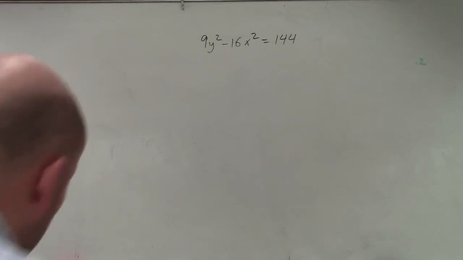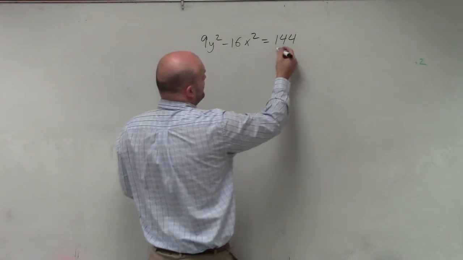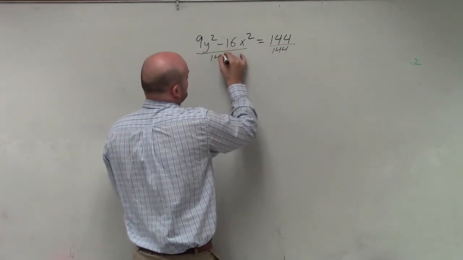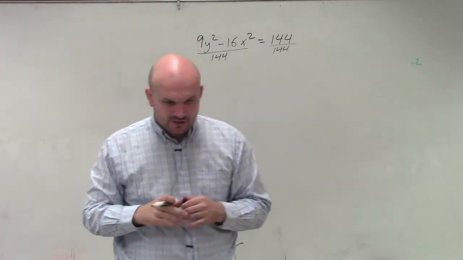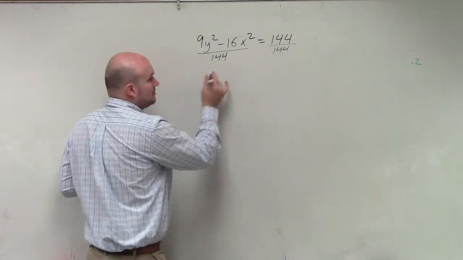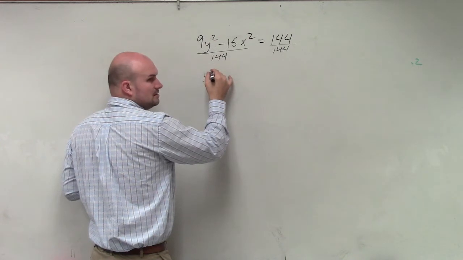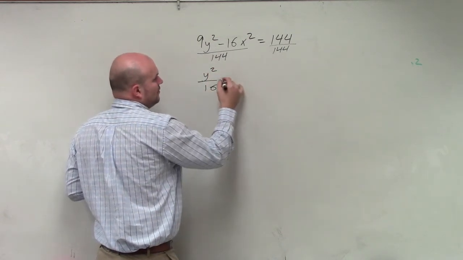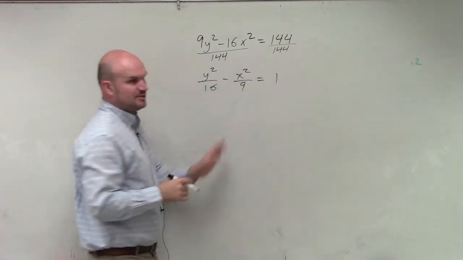OK, so in this example, guys, the first thing we want to do is put this into our standard form. So first thing I'm going to do is divide by 144. Then we can say 9 over 144, Cameron, is? 16. And then 16 over 144 would be 1/9. OK, does everybody follow me with this?